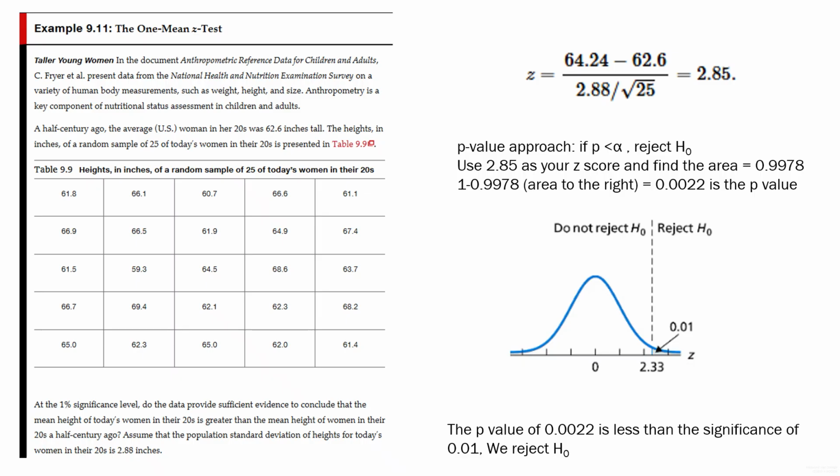Okay, but what about the p-value approach here? So we're going to use that 2.85 as our z-score, and then we'll find the area, which is 0.9978. You can just look in your table and you'll find that. But then I'm going to take 1 minus 0.9978. Why? Because it's the area to the right. Do you remember when we were doing all this work on normal distribution? It was always 1 minus when it was the area to the right. And so 0.0022 is going to be our p-value. But now we want to compare our 0.0022 to our alpha level of 0.01. And the p-value of 0.0022 is less than the significance level of 0.01. So again, we reject H0.